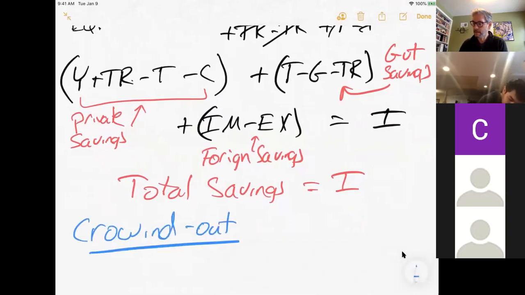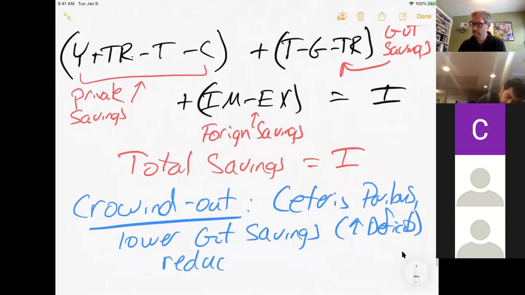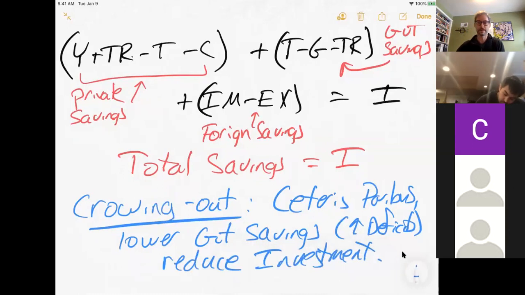Crowding out says, ceteris paribus, meaning all else being equal, lower government savings, in other words, higher deficits, reduce investment. That's what crowding out is. And I have the hardest time spelling on this thing. Crowding out. Ceteris paribus. Lower government savings, meaning higher deficits, reduce investment.